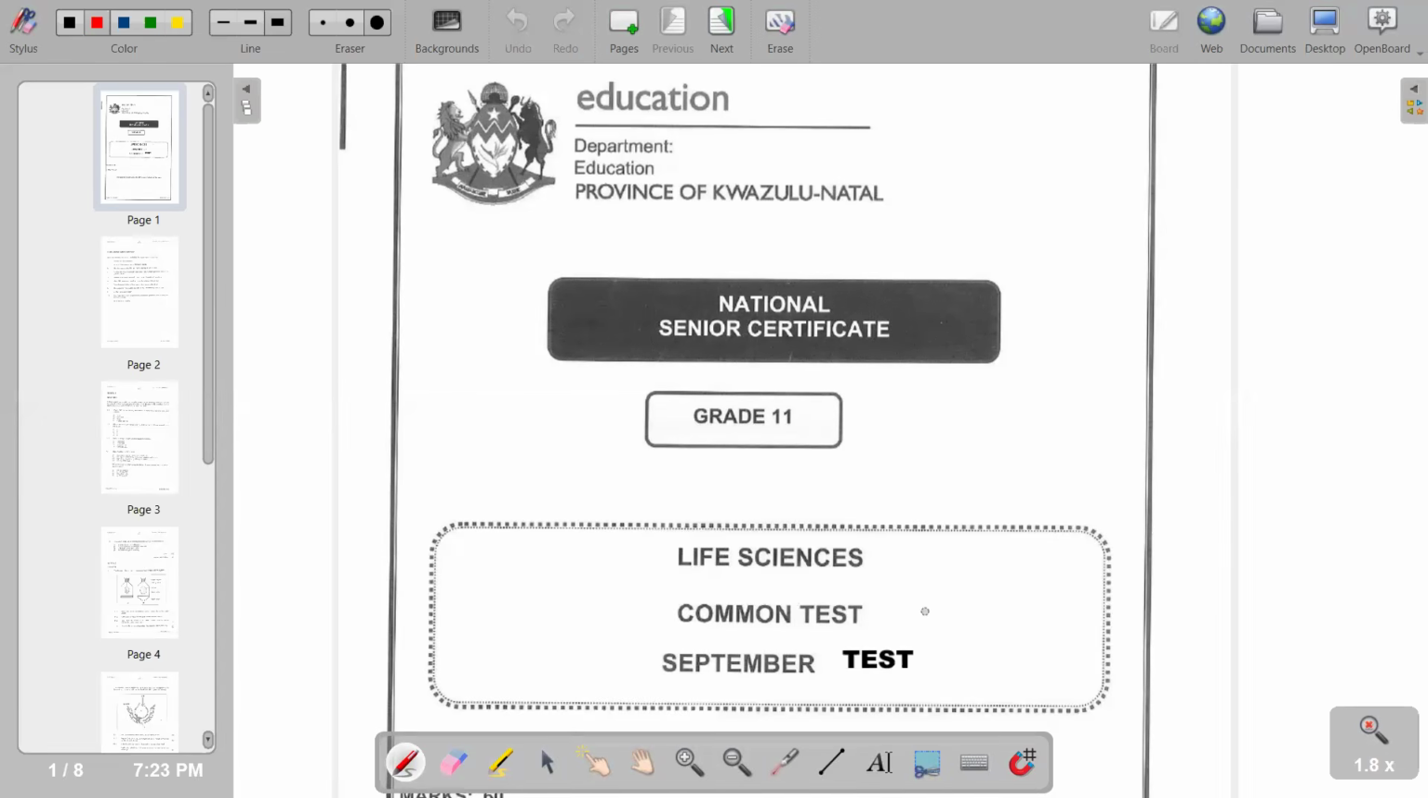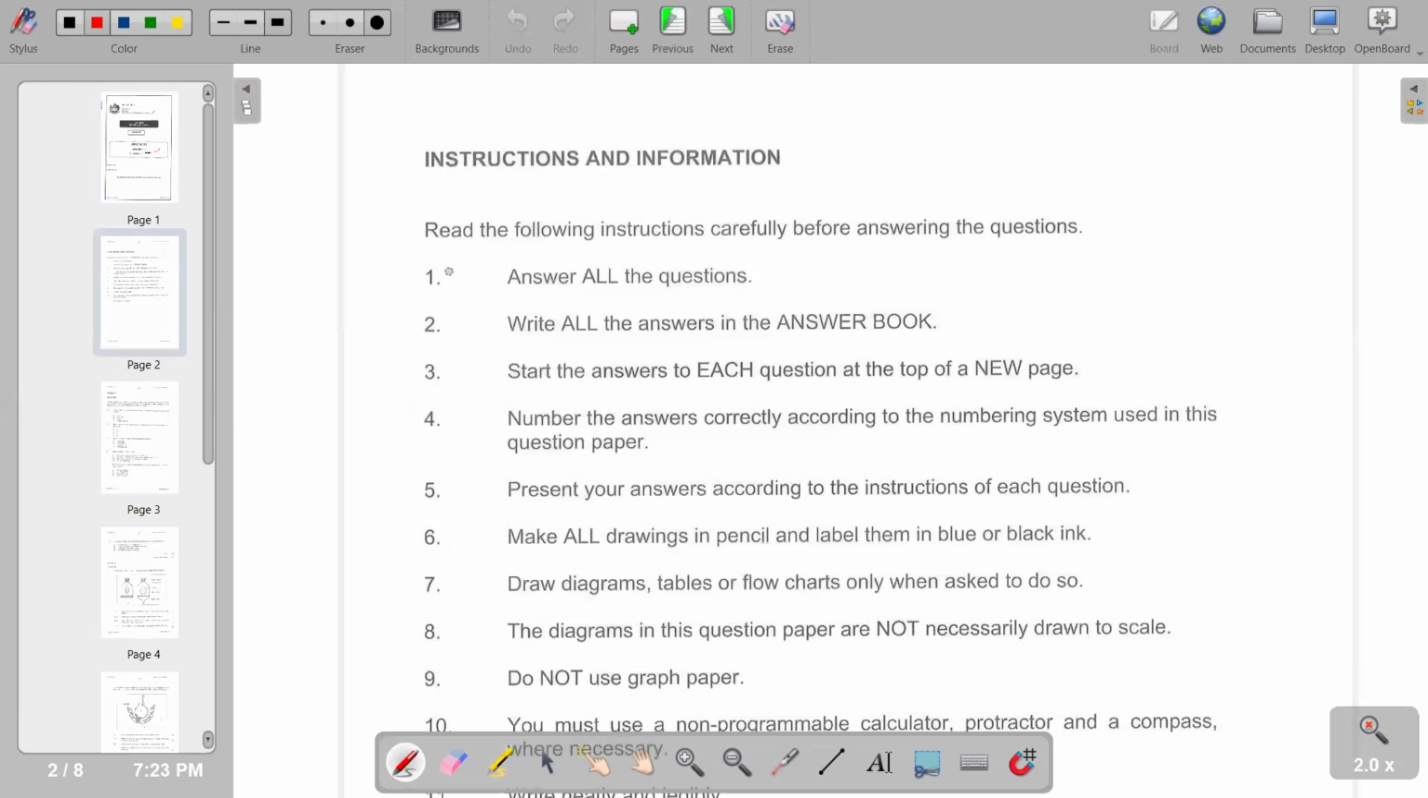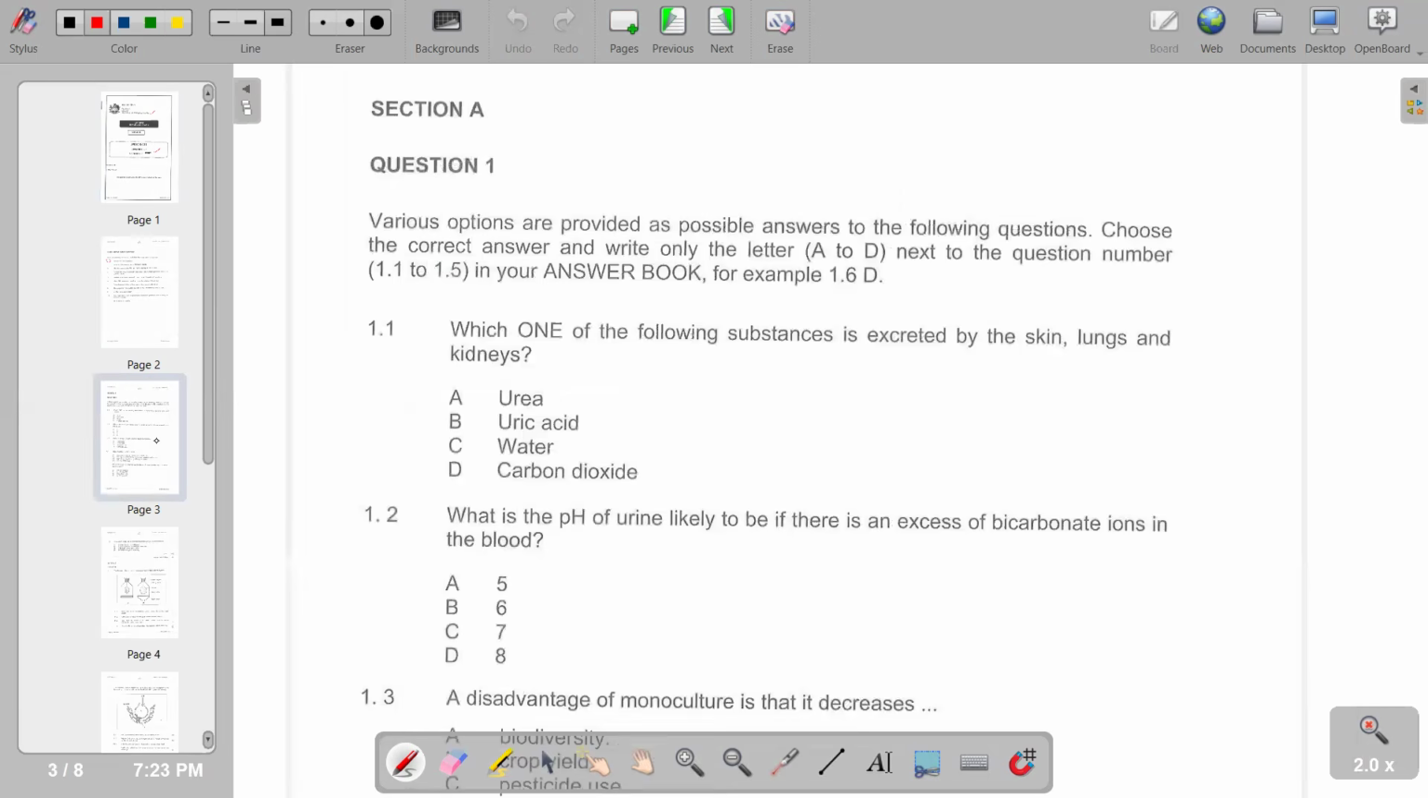This is the Life Science Common Test, which is a September test from the province of KwaZulu-Natal. So going to the requirements of the question paper, we are given the instructions and information. First, we have to answer all questions. Very important that you answer all the questions that are given in the question paper. So we are going to start with the multiple choice section.